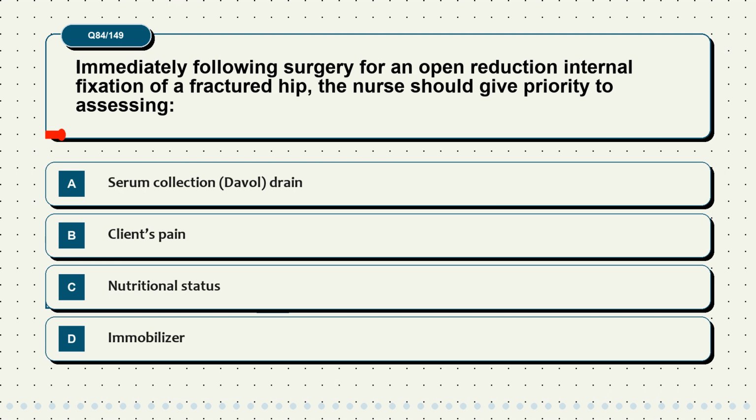Question 84. Immediately following surgery for an open reduction internal fixation of a fractured hip, the nurse should give priority to assessing. Here are the options. Option A. Serum collection Davol drain. Option B. Client's pain. Option C. Nutritional status. Option D. Immobilizer.